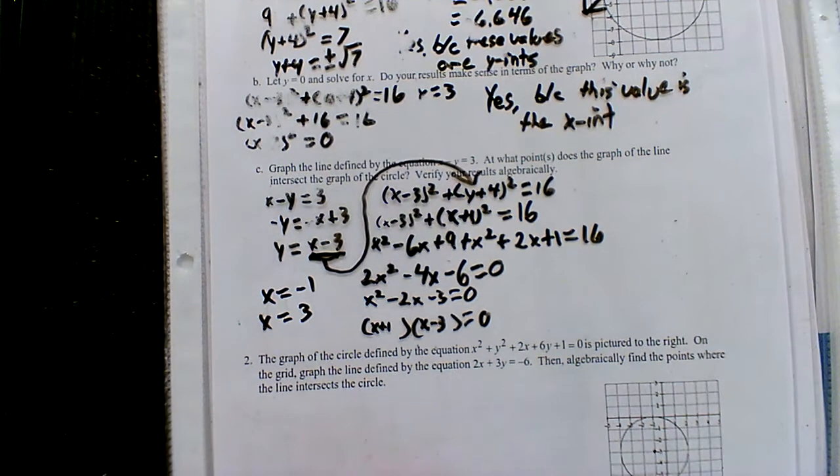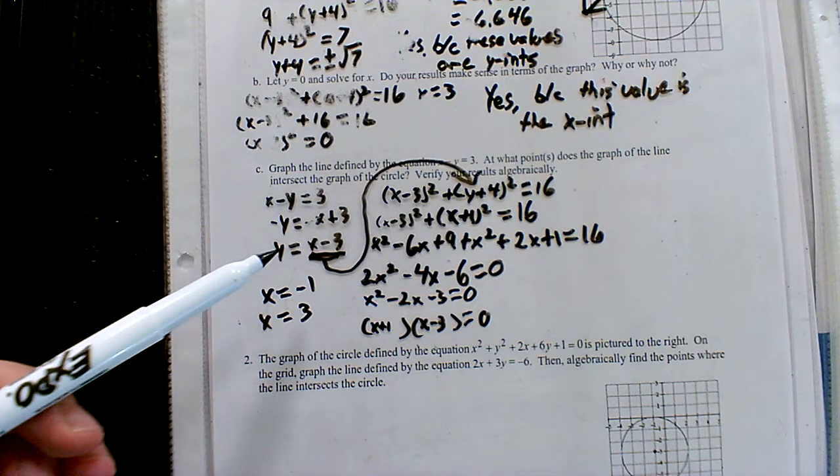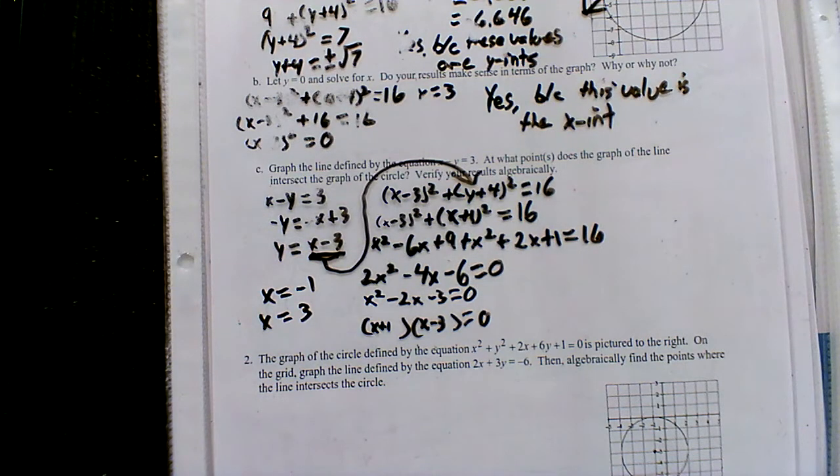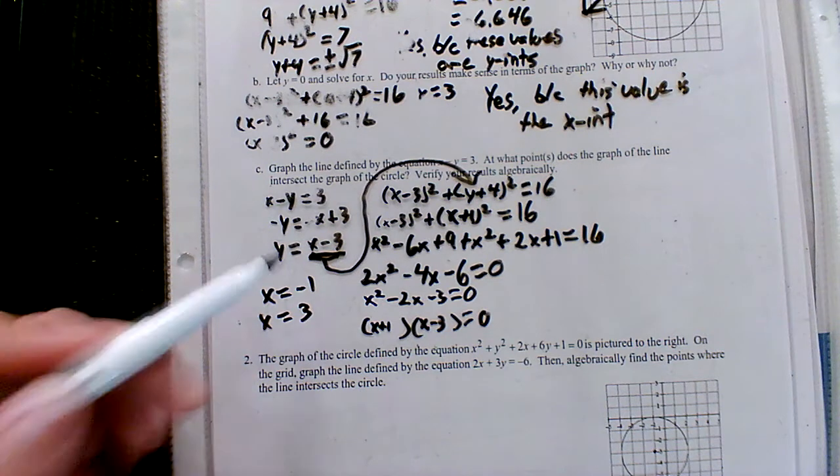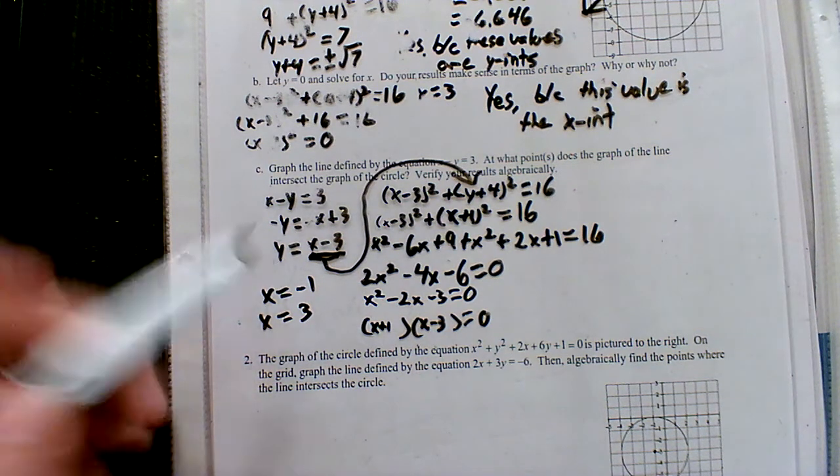So what do you think I need to do next? We graphed the line, it told us to graph it, so we did that. And it is asking us to find the points where the graph intersects. But we just found 2 x values. Mario? Yeah, we can plug it back into our y equation and get our 2 y values.